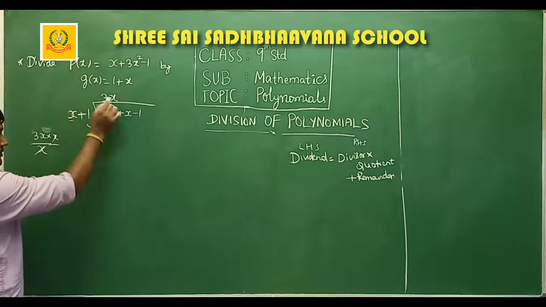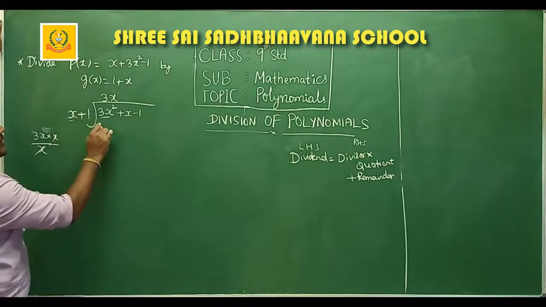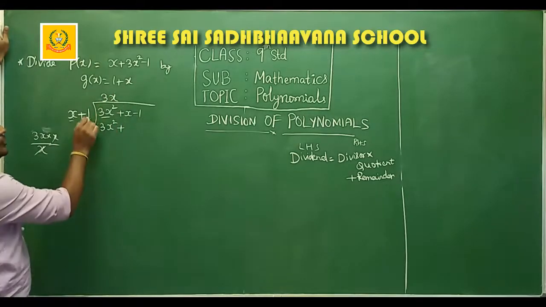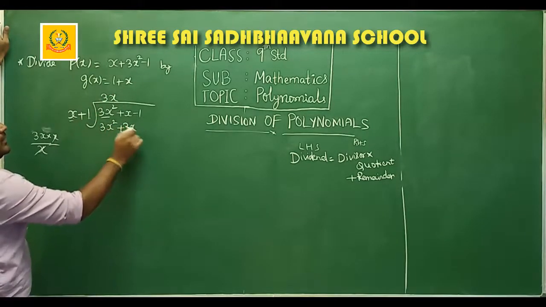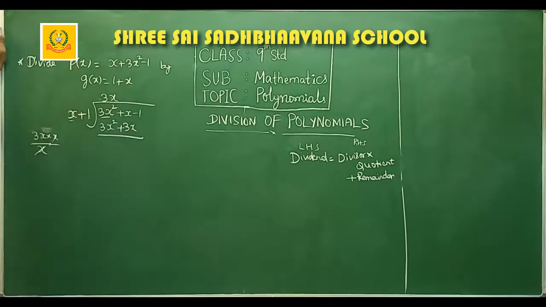First, what you should do? 3x into x, the first term. 3x into the first term of the divisor. 3x into x is 3x square, plus 3x into 1, 3x. Remember, multiply this with this and the same term with the second term. After multiplying like that, you will get 3x square plus 3x. You have to subtract. Usually in division, what we do? We do subtraction. The same we are doing here also.